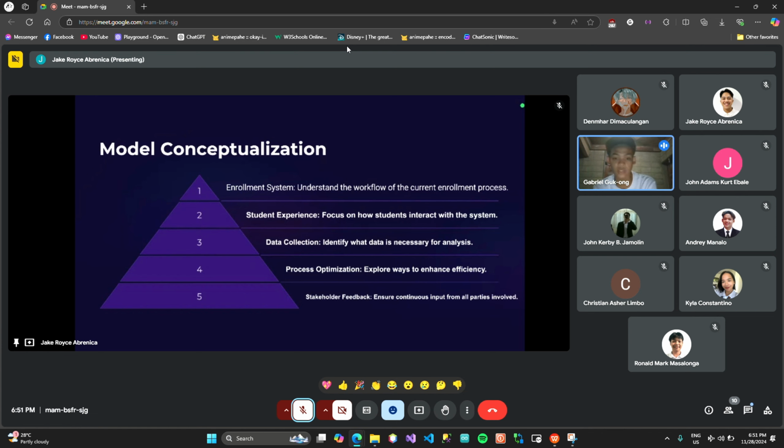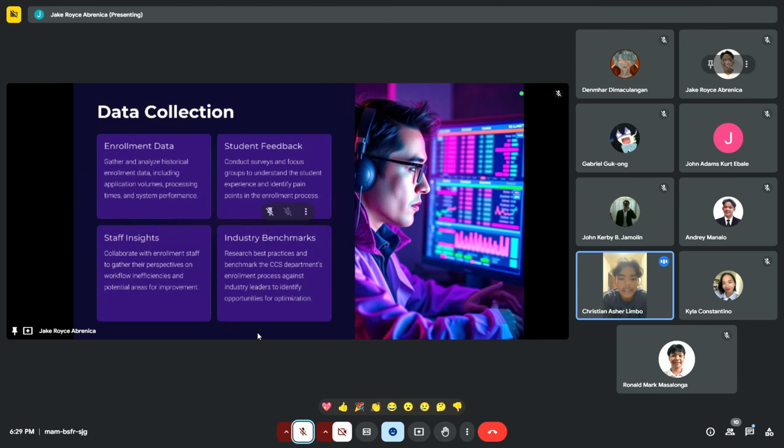And the next topic is data collection, which will be discussed by Asher. Data collection. Through continuous data analysis, we will monitor enrollment trends and performance metrics. Regular stakeholder feedback from students, faculty, and staff will further refine our approach, ensuring that we address real concerns effectively. To build a robust, efficient enrollment process, we focus on four key areas of data collection.